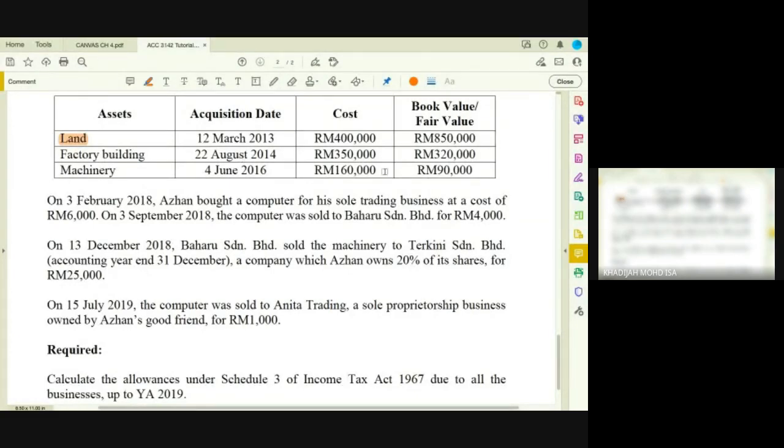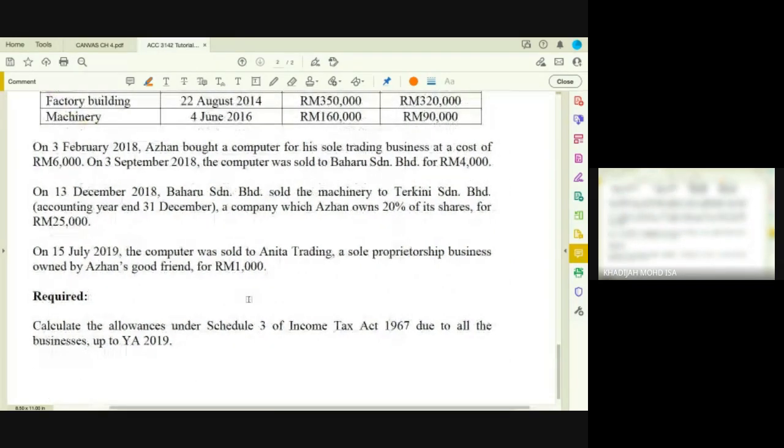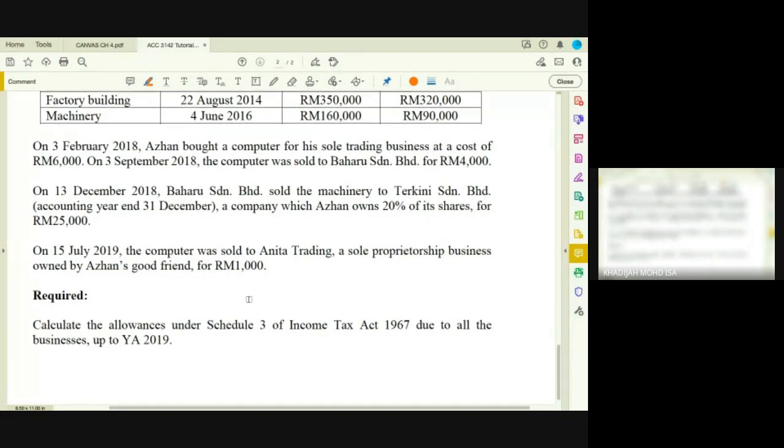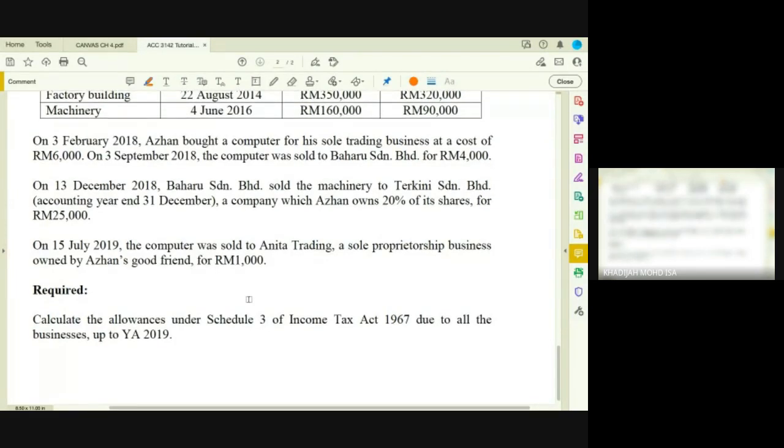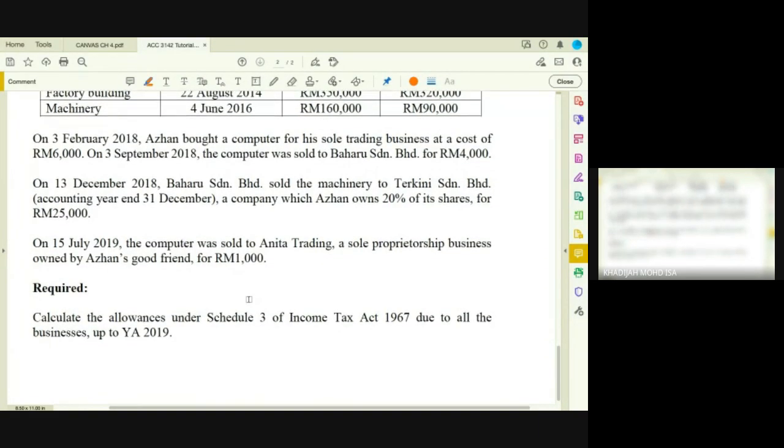You have the cost here. And then February 2018, bought a computer for sole trading business at a cost of 6,000, and then the computer was sold to Baharu for 4,000 on September 2018. And then on 30th December, sold the machine to Turkini Sdn Bhd, a company which Azhan owns 20% of shares. So in this case, it's Turkini Sdn Bhd, a related company. Turkini Sdn Bhd and Baharu Sdn Bhd.